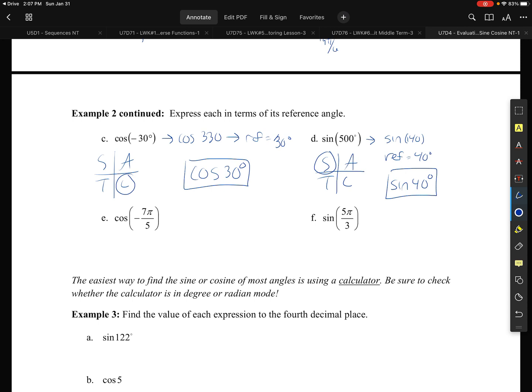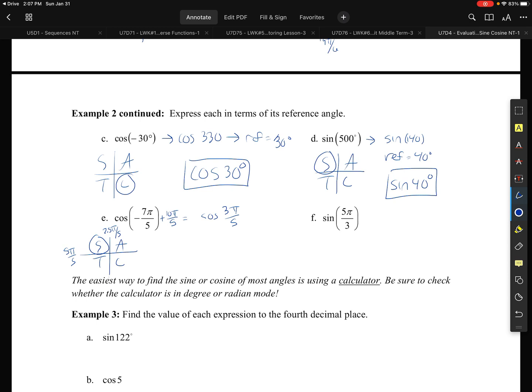Alright, negative 7 pi over 5. If I add 10 pi over 5, that puts me at cos of 3 pi over 5. All right. Based on my idea of my circles, A, S, T, C, this would be 5 pi over 5. This would be 2.5 pi over 5, so that puts me in the third quadrant.